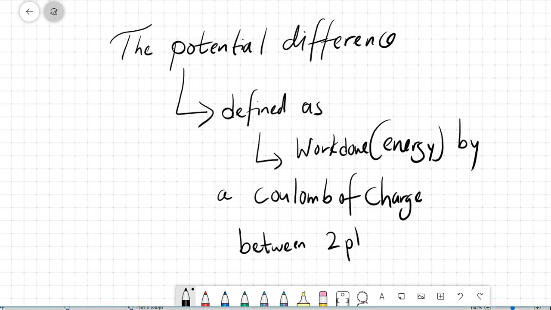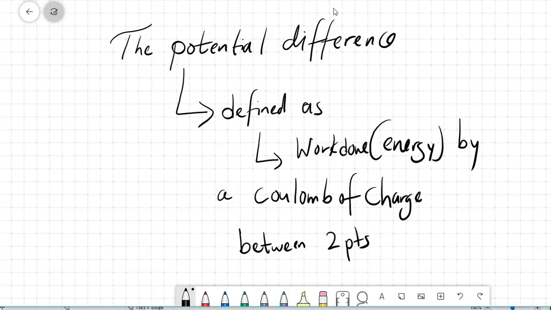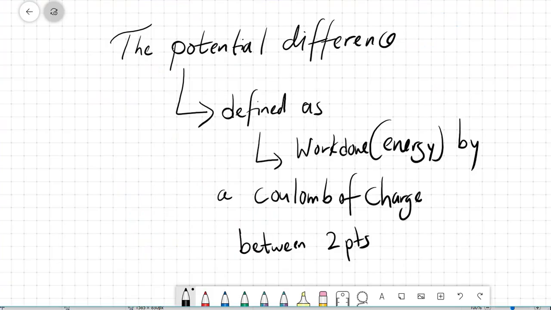2 points. So for example, if I look at the diagram, if I were to find the potential difference at 2 points, this point here, point 1 and point 2, what you're looking for is how much energy each of these charges is doing. So how much energy is one charge having between these 2 points. This is it pretty much. But in terms of definition, this is it.